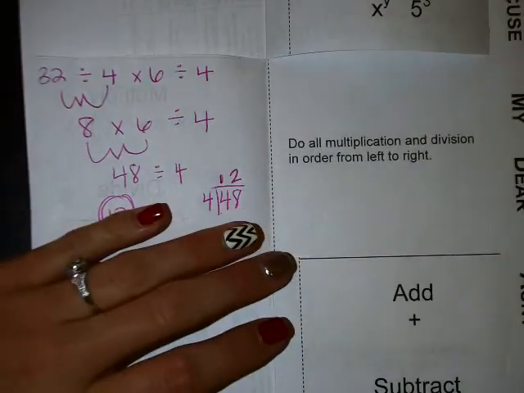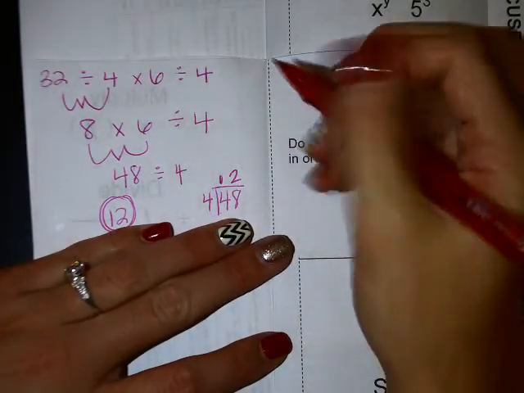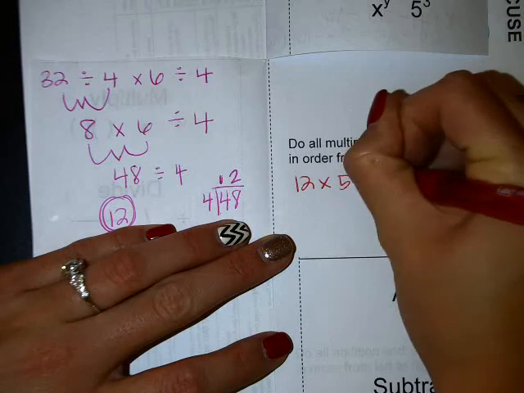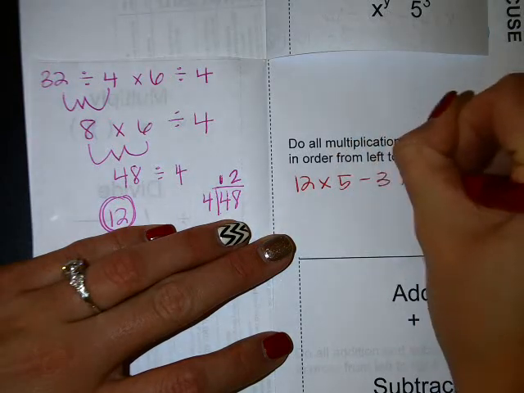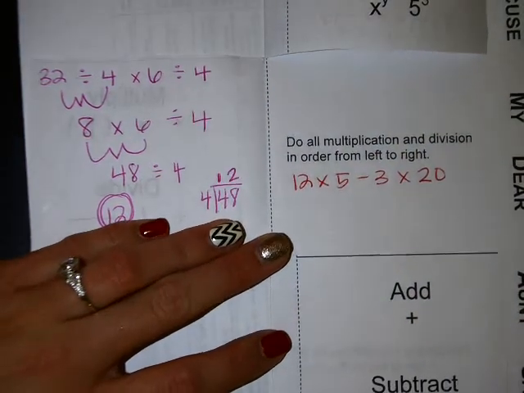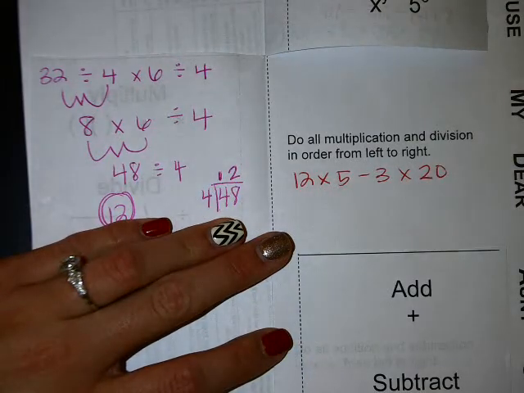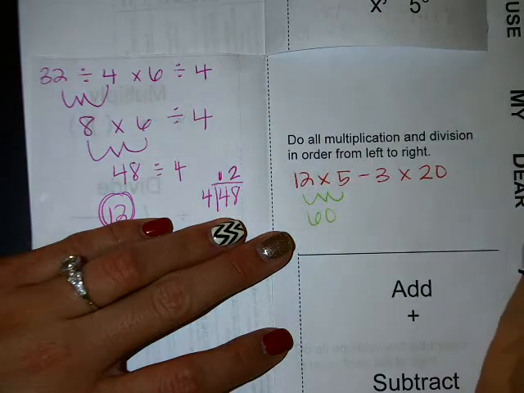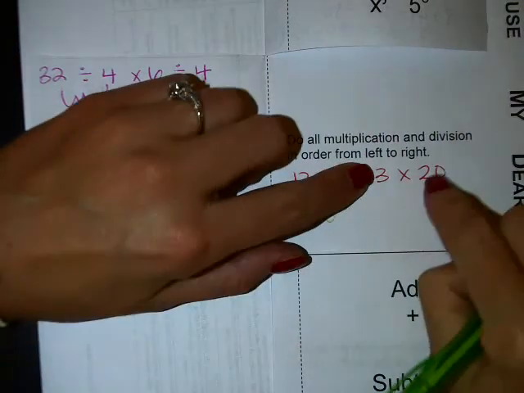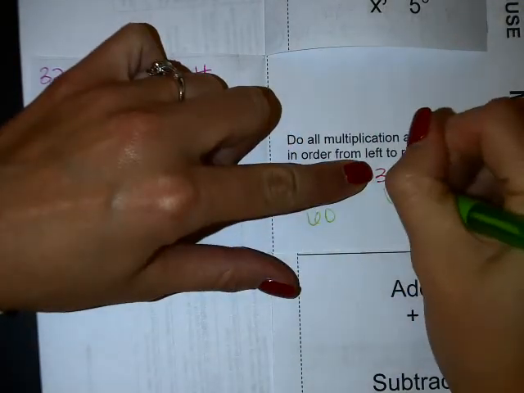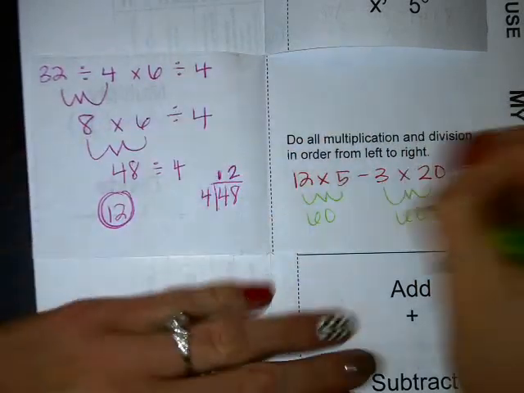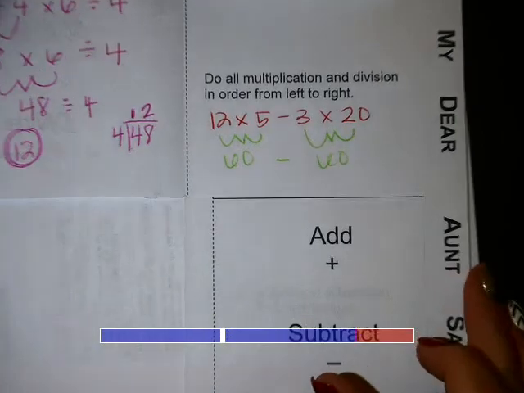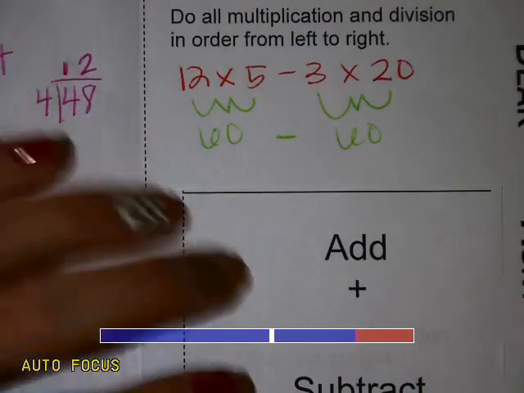Okay, I want to do one more on this one. 12 times 5 minus 3 times 20. Okay? So multiply and divide, I've got to multiply right here. 12 times 5 is 60. And then I've got this multiply right here, 3 times 20, which is also 60. So then it comes out to 60 minus 60. Sorry, that doesn't show up super well. Which is 0.